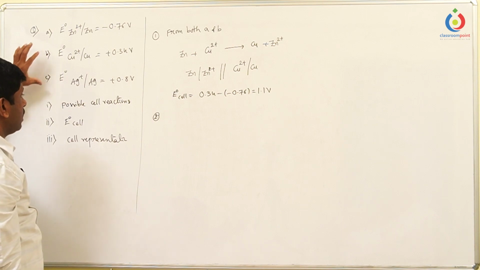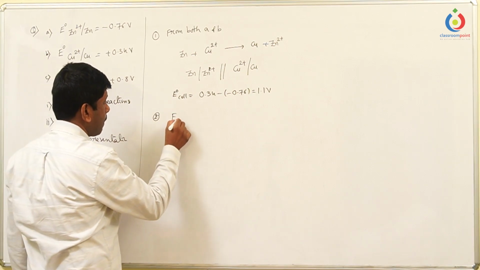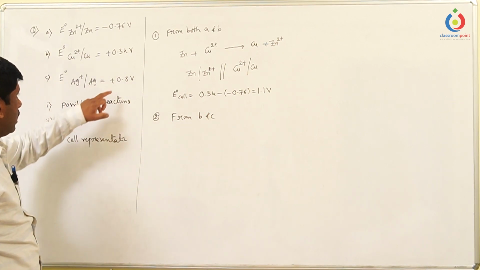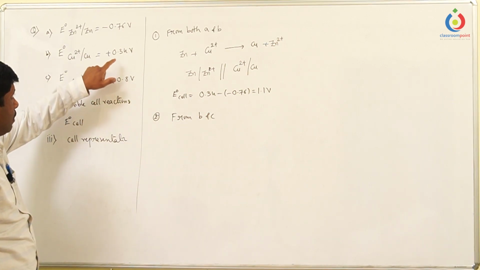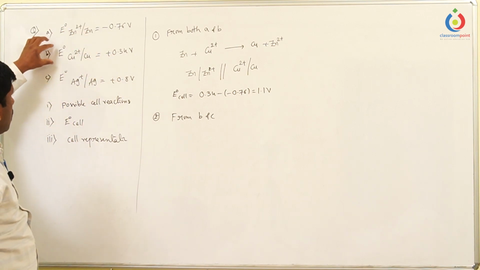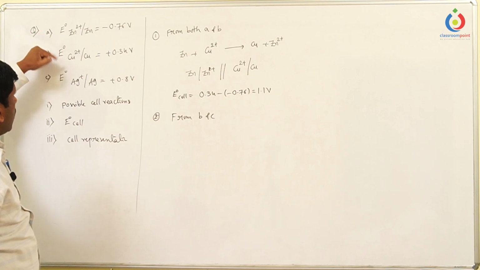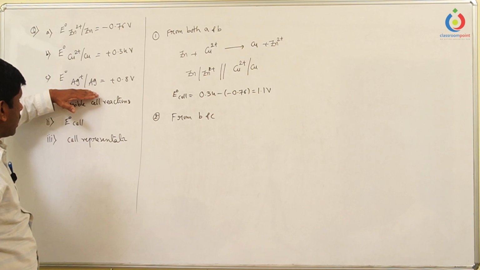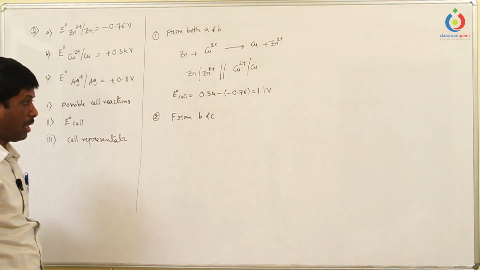Now let us select B and C. From B and C, the higher reduction potential is acting as the cathode, and this one should act as the anode. That means in these combinations, the copper electrode can act as both cathode in this case and anode in this case. Always the silver electrode acts as a cathode, always the zinc electrode acts as an anode.